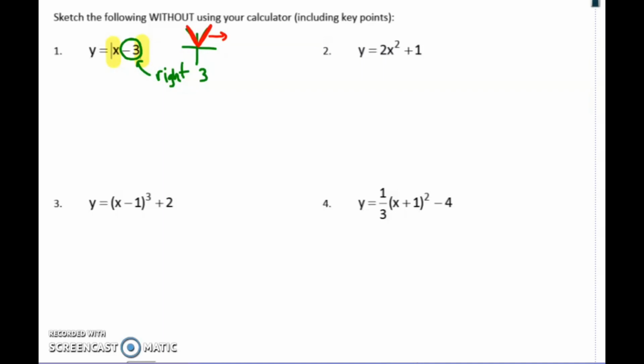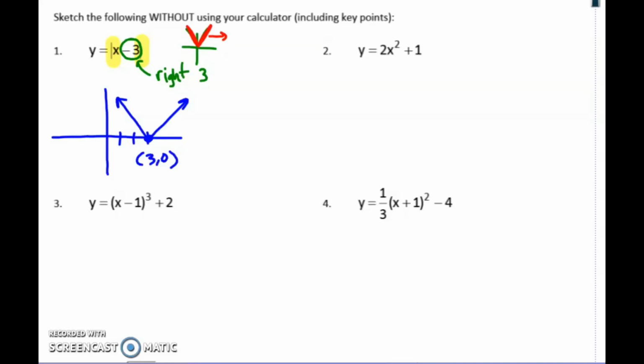Again, you don't necessarily have to write all of this down. I would like you to write down the transformations taking place. But now I go to make my sketch. 1, 2, 3. There's my V. Now how do I get my key points? Well, the easiest one is probably to get that vertex right there. That's going to be (3, 0).